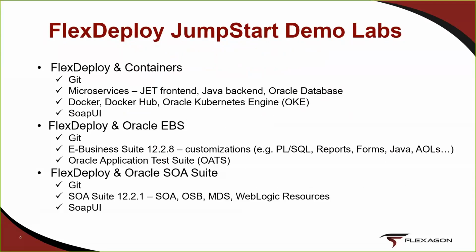It's a microservices-based architecture. So we have 3 microservices: a Jet front end, a Java back end, and then an Oracle database for persistent store. As the title says, it's container-based, so we use Docker, Docker Runtime, Docker Hub, and the Oracle Kubernetes Engine to be able to both build Docker images from these microservices and then deploy them into the Oracle Kubernetes Engine.